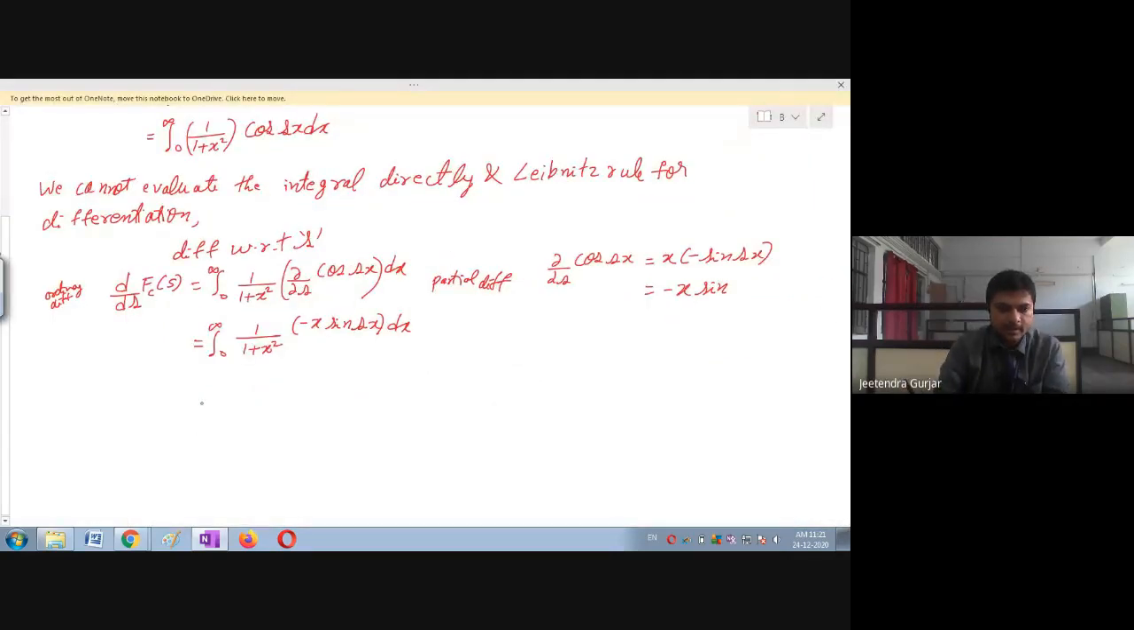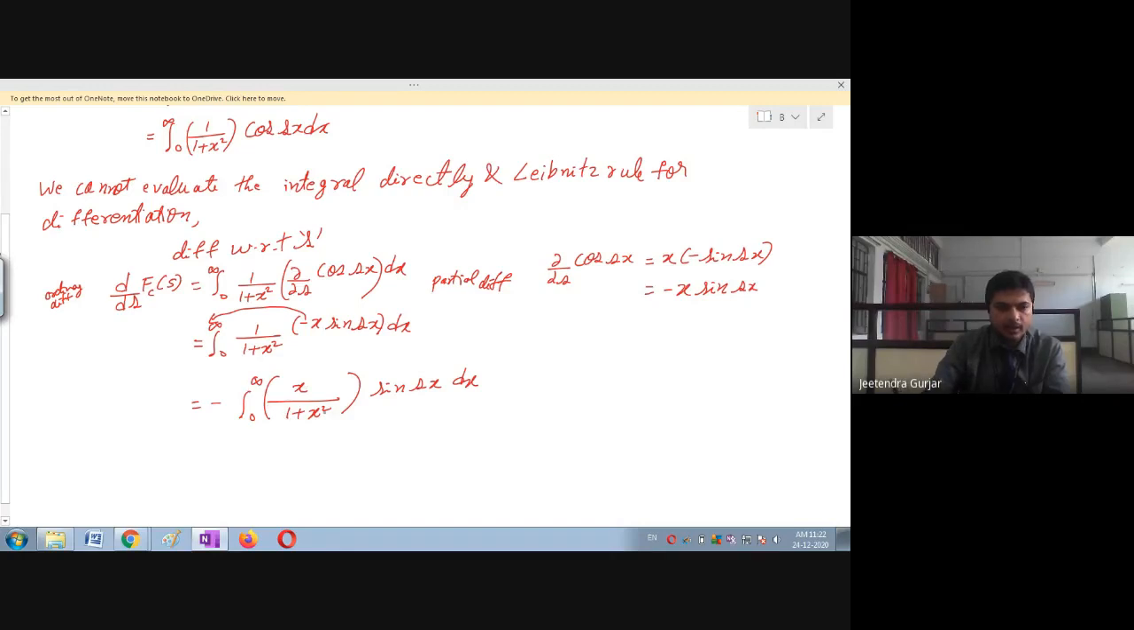So now I can see here, this is minus x sine sx. I have substituted this value, right? Minus, I will take it outside. So this will become minus integration 0 to infinity, this is x divided by 1 plus x square. Is it clear? And I will write this sine sx dx outside this bracket. Is it clear till here?